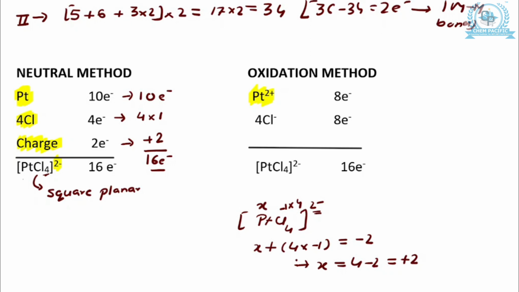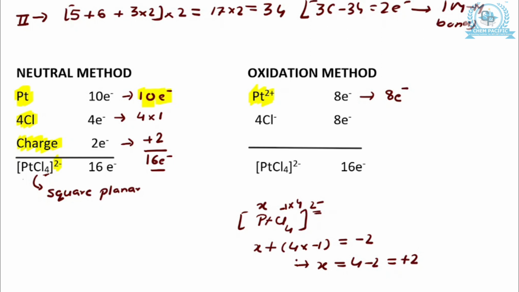So when it is +2, see students, इसका valence electron कितना था, इसका valence electron था 10. So जब वो +2 हो जाएगा तो फिर क्या हो जाएंगे, तो इसका valence electron 2 इलेक्ट्रॉन कम हो जाएगा, है ना. So इसके valence electron हो जाएंगे 8.